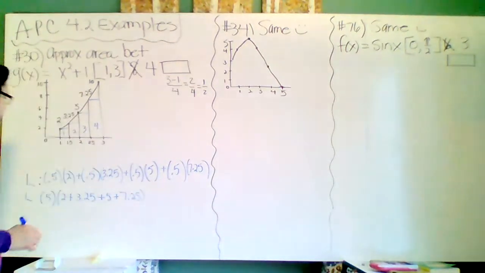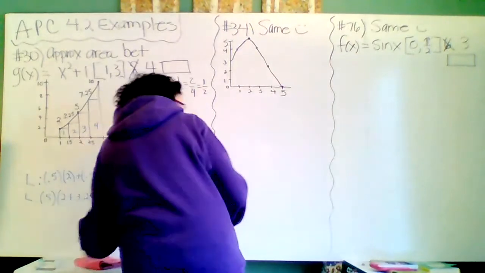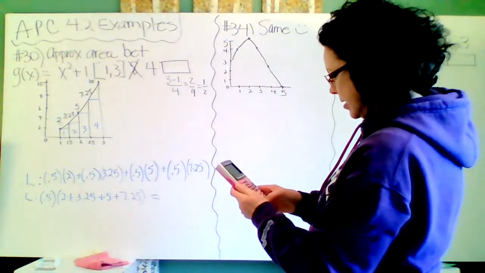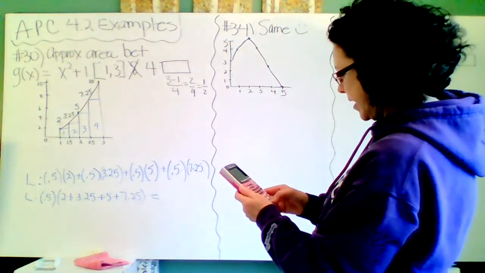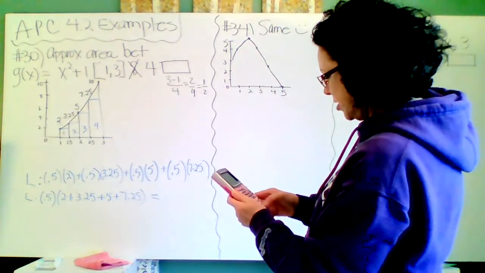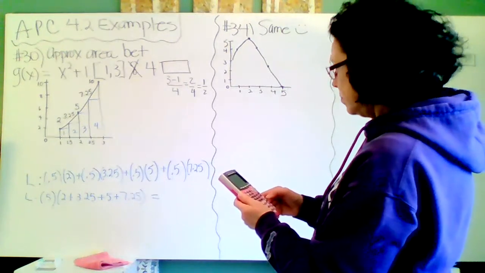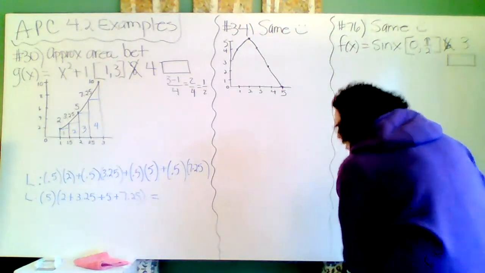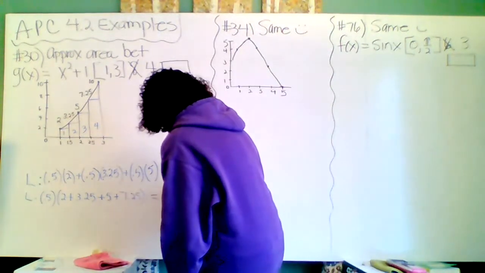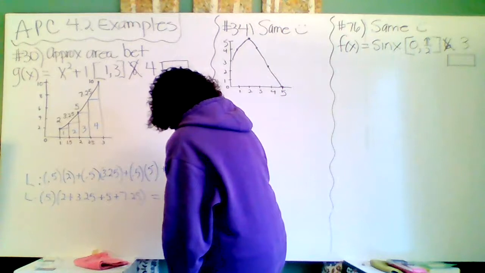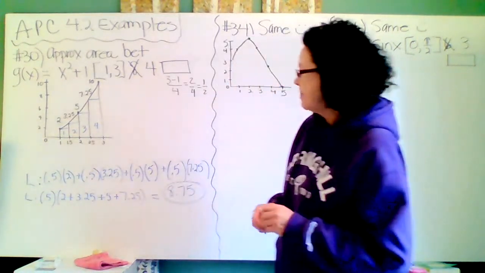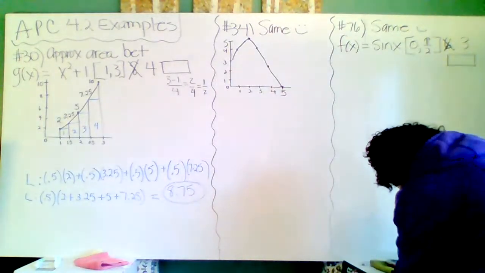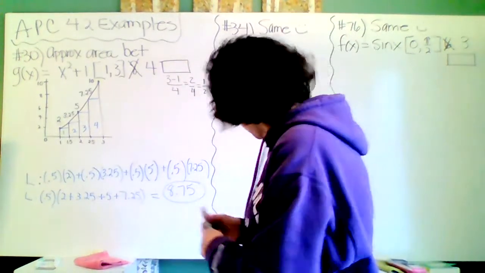There we go. So I'm just going to add up those heights. Let's get that. So that's 2 plus 3.25 plus 5 plus 7.25. And I'm going to multiply that by 0.5. 8.75 is the estimate of the area for a left-hand Riemann sum. Okay, let's do the right hand. Let's do that in purple.